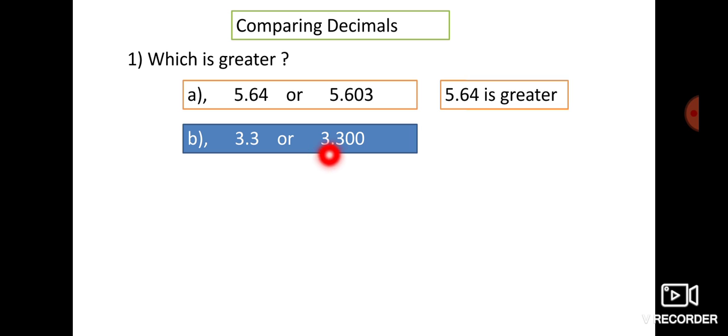Next, 3.3 or 3.300. Here the whole part is 3. Then after the point, the first digit is 3, here also 3. Then we know in a decimal number, if the last digits after the point are 0, they have no value. So this is 3.3 and this is also 3.3. So out of these, which is greater? No greater value here. Both numbers are equal. So we can write like this.